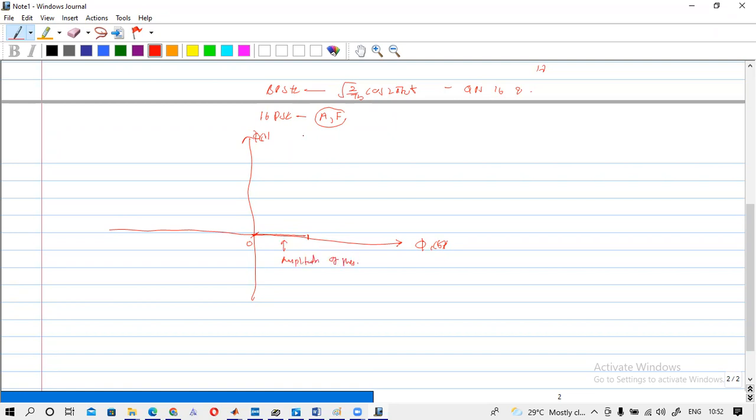This angle will refer to the phase of the signal. So here you have the amplitude of the signal and here you have the phase of the signal.